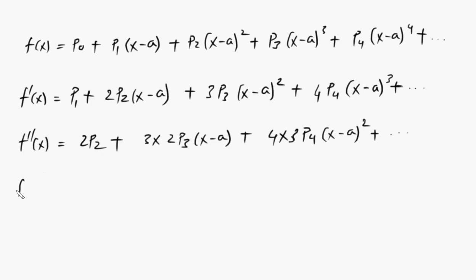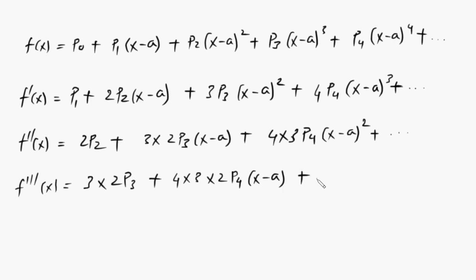Now the third derivative means I differentiate the second derivative. The first term becomes 0. Then 3 times 2 p3, where p3 is a constant, and differentiating x minus a gives 1. Plus 4 times 3 p4, where p4 is a constant, and differentiating (x minus a) squared gives 2(x minus a), and so on. So this is the third derivative.